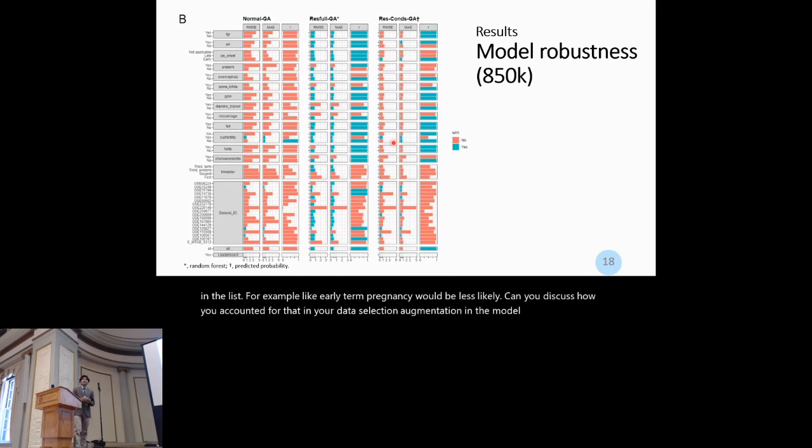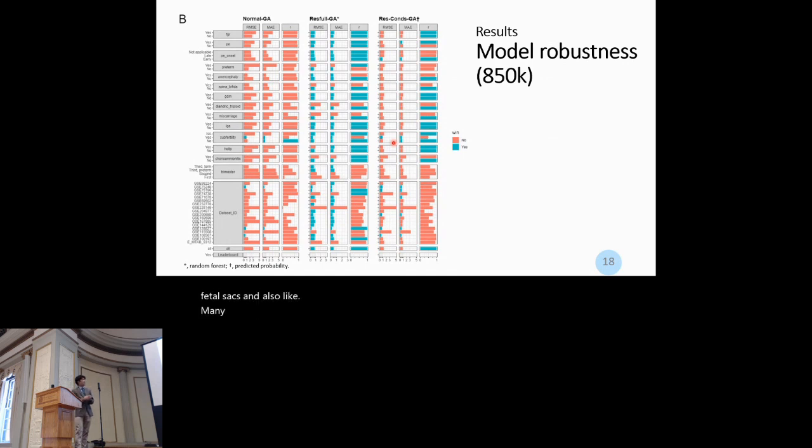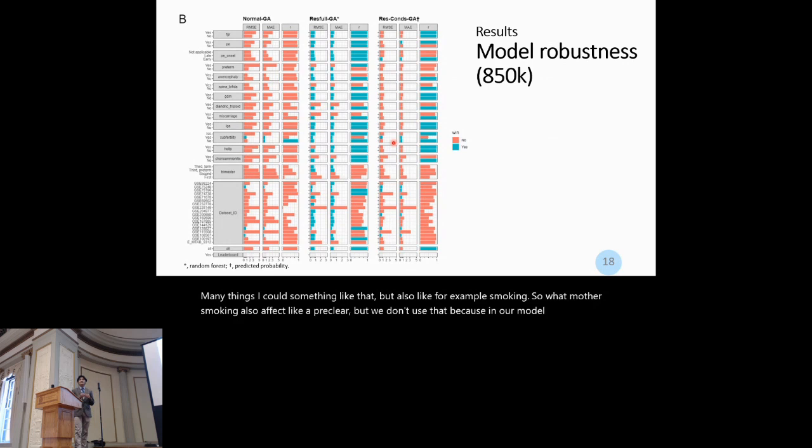Yeah, we actually don't use all of the phenotypes. We only use phenotypes that lead to pregnancy termination. We also have access to other phenotypes, for example, fetal sex and many things like that. Also, for example, smoking. Mother smoking also affects preeclampsia, but we don't use that because in our model, we don't consider that going to lead to pregnancy termination. If we have more time, we probably want to compare that too.